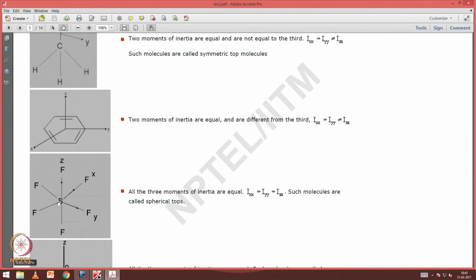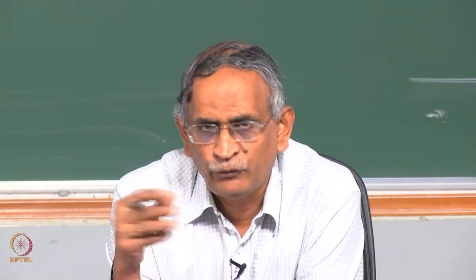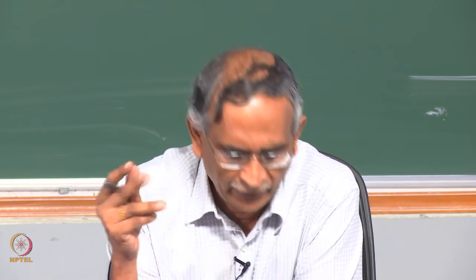On the other hand, if you take sulfur hexafluoride as an example, which has a perfect octahedral structure, you will notice that all three directions are identical and therefore all the three moments of inertia are identical. And this happens for a tetrahedral structure as well. Methane, all the three moments of inertia of methane are identical. Methane is also a spherical top. Octahedral structures are spherical tops. So spherical tops have only one moment of inertia. Therefore, extracting information from microwave spectroscopy becomes more and more difficult when you have fewer and fewer variables.